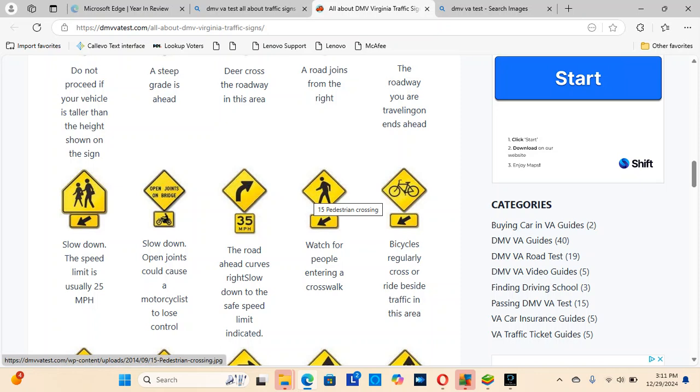Here is another pedestrian sign, and you have to watch for people entering a crosswalk. Pedestrians and people always have the right of way, so you have to pay attention to that. This is another sign that says bicycles are entering the crosswalk as well, or crossing the street, or riding side by side with you. There's a bicycle lane, so you have to pay attention to these signs and your surroundings.